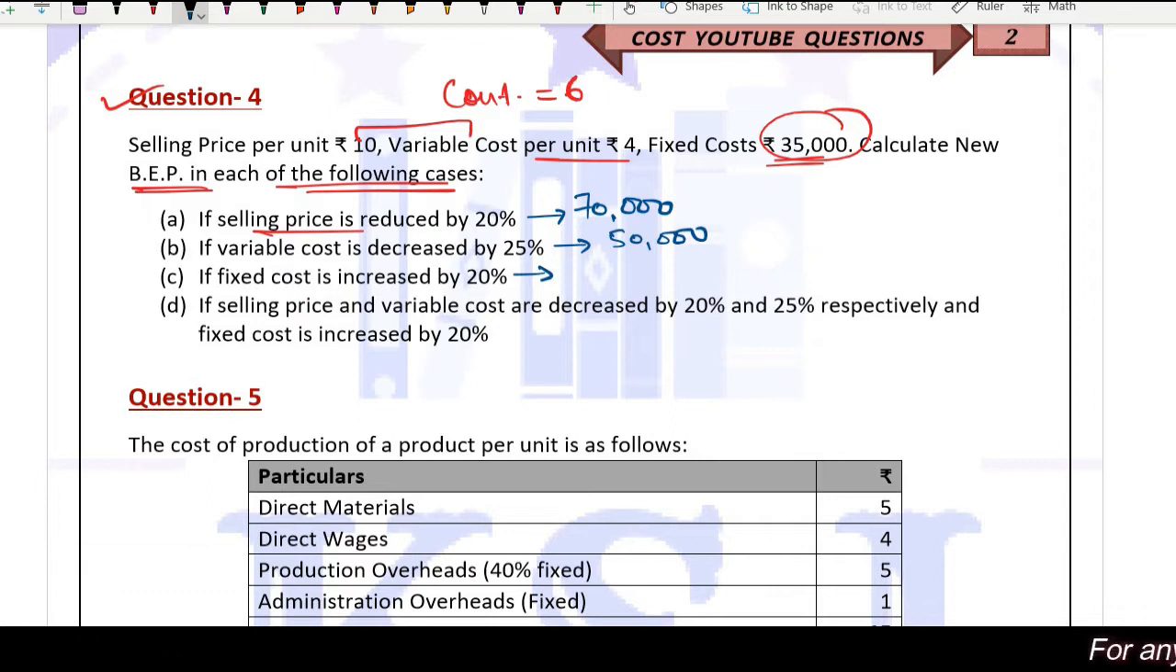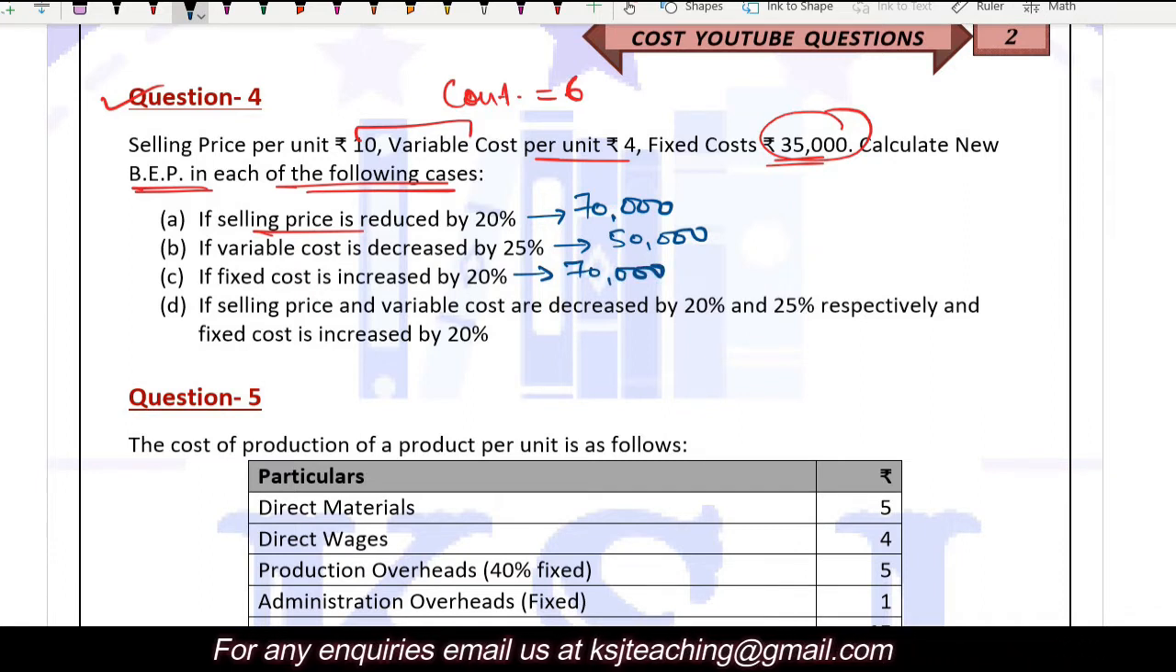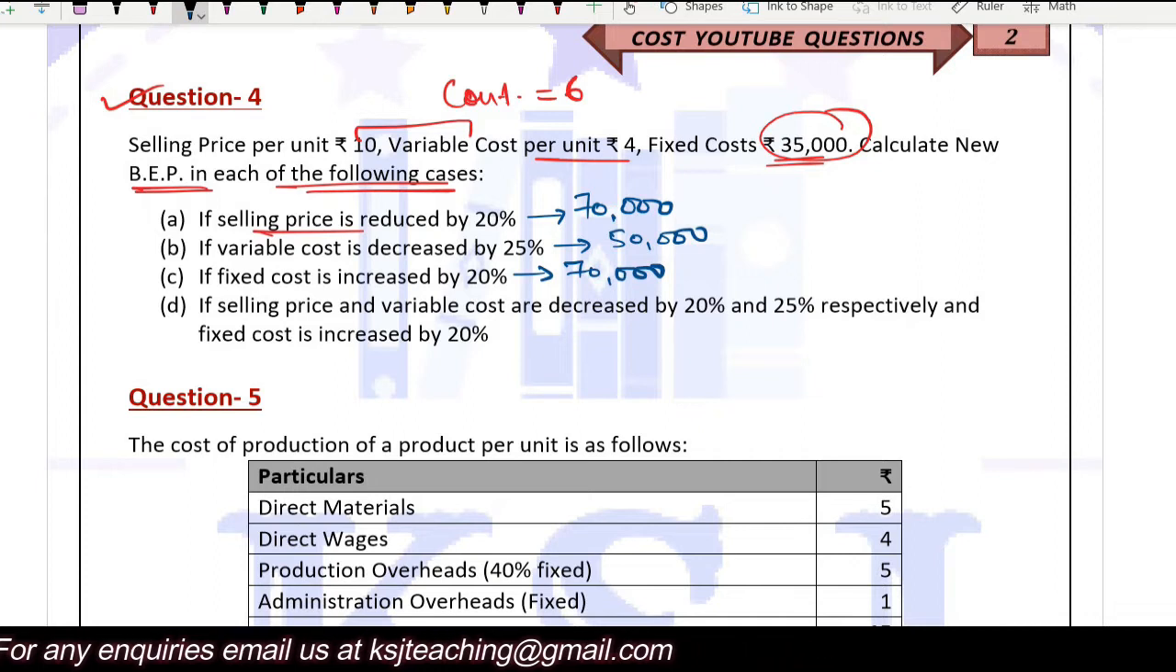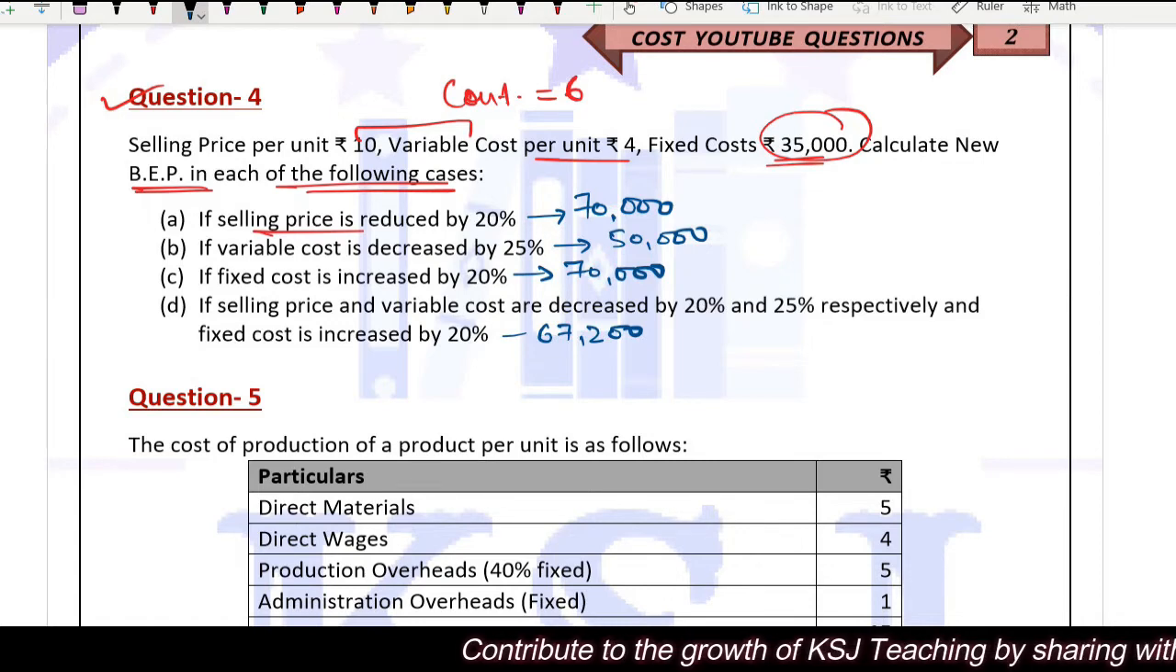After that, the C part, if the fixed cost is increased by 20%, the answer will again be 70,000 in this case. And in the last case, the D part, says the selling price and variable cost are decreased by 20-25 and fixed cost is increased by 20%. So in this case, the answer will be 67,200, right? So try on your own once. Try to do it on your own.